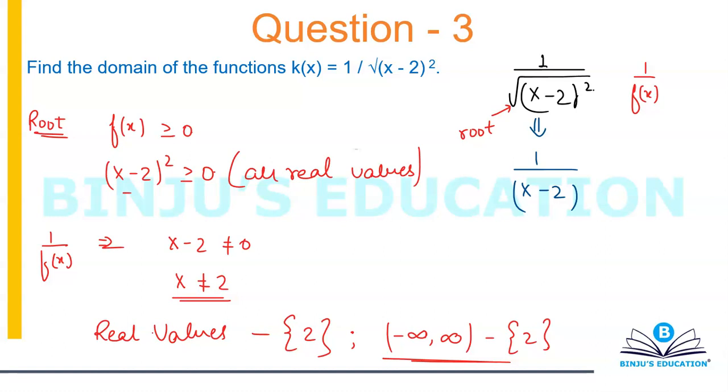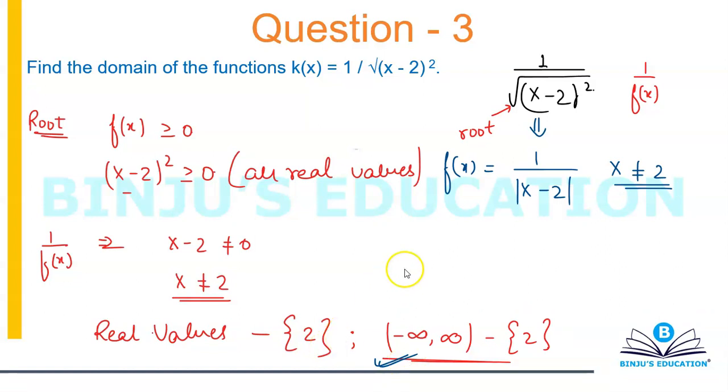When you simplify this, it will first of all become 1 over mod of x minus 2. Then from here you can say that x minus 2 cannot be equal to 0. That means x cannot be equal to 2, because if x minus 2 is 0, then we'll have 1 over 0, which is not defined. So in this case, again, your domain is all real values apart from 2.